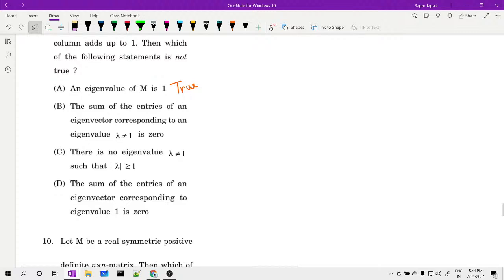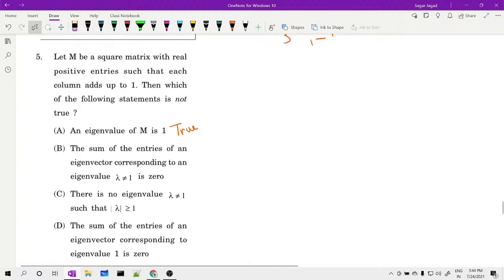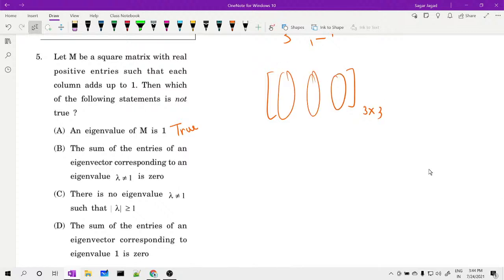Oh no, the sum of the entries of the eigenvector corresponding to the eigenvalue 1 is 0. If the real matrix entry says that the columns add up to 1. Suppose this is a 3 cross 3 matrix such that the columns add up to 1. This adds to 1, this adds up to 1, this adds up to 1. So 1 is going to be one of the eigenvalues. This is true, definitely. The sum of the entries of the eigenvector corresponding to the eigenvalue lambda equal to 1 is 0. By the way, I don't know about this.